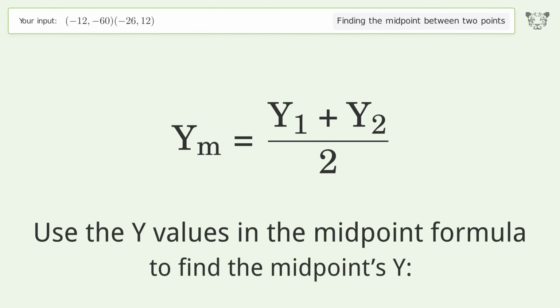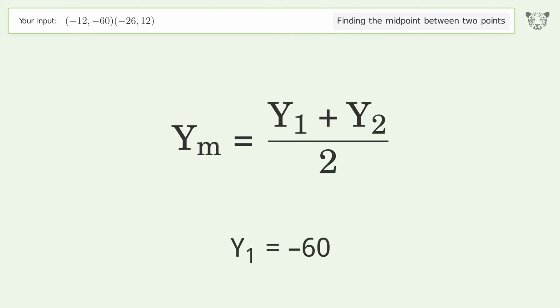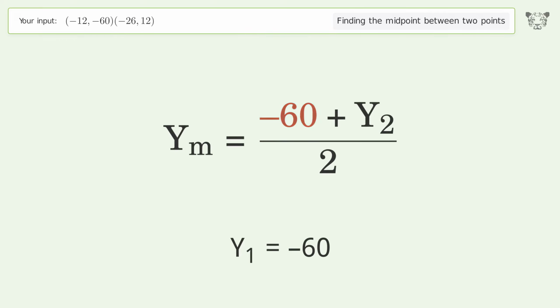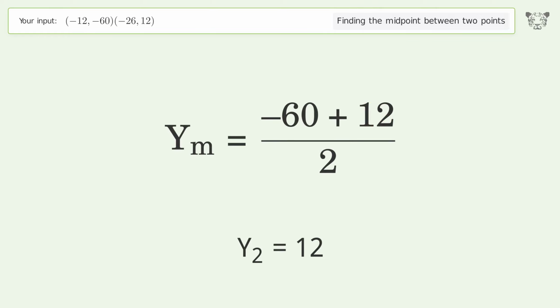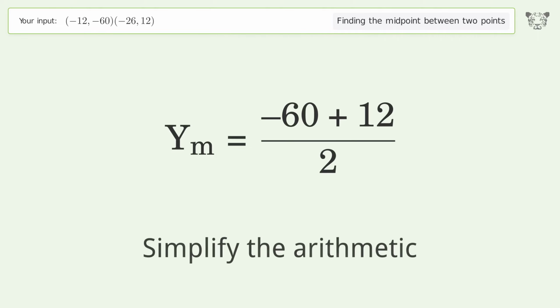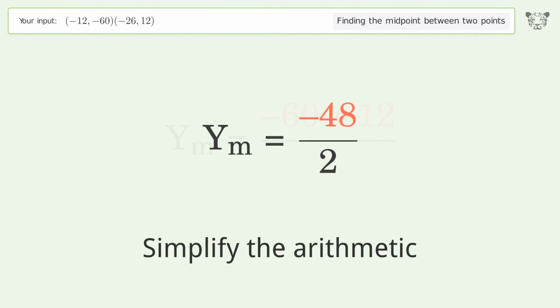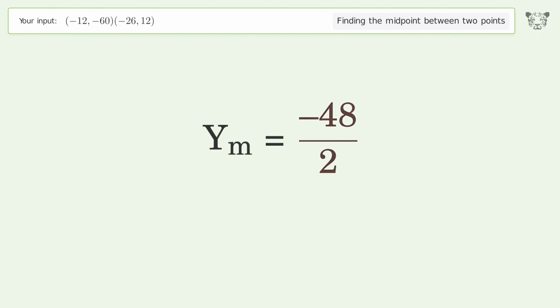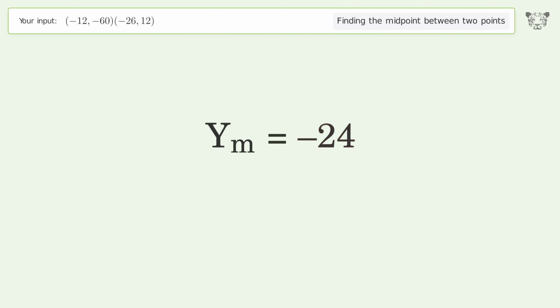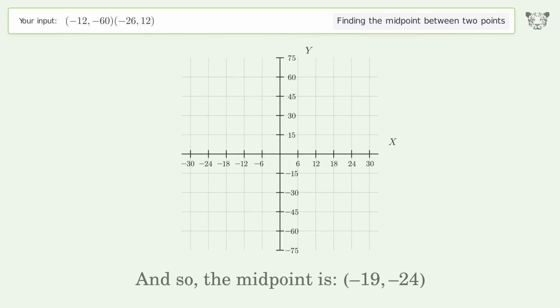Use the y values in the midpoint formula to find the midpoint's y. y1 equals -60. y2 equals 12. Simplify the arithmetic. And so, the midpoint is -19, -24.